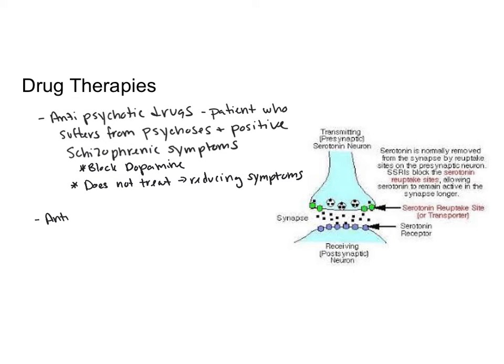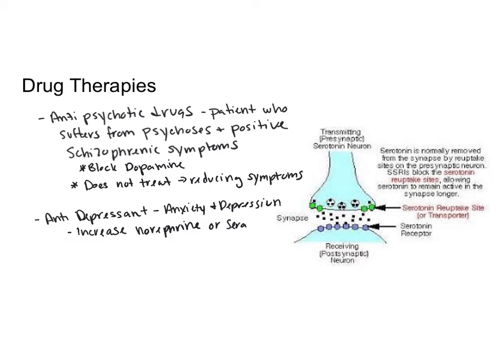Antidepressants is a second type of drug therapy that we're going to talk about today. Typically, they work for anxiety and depression. And most typical antidepressants are going to increase your norepinephrine or serotonin as a way to address anxiety and depression.